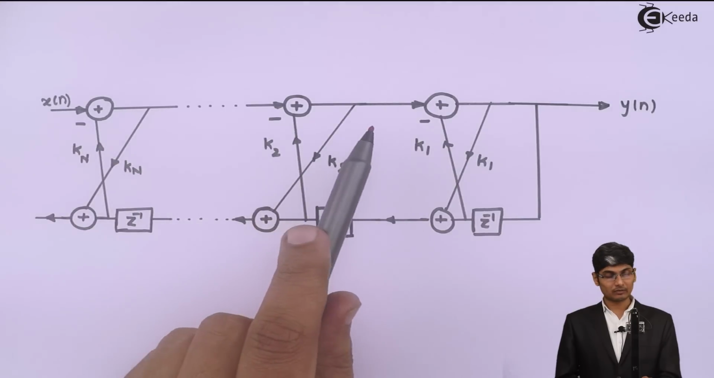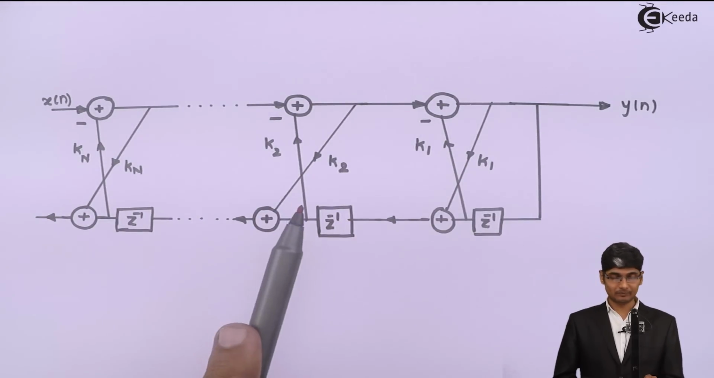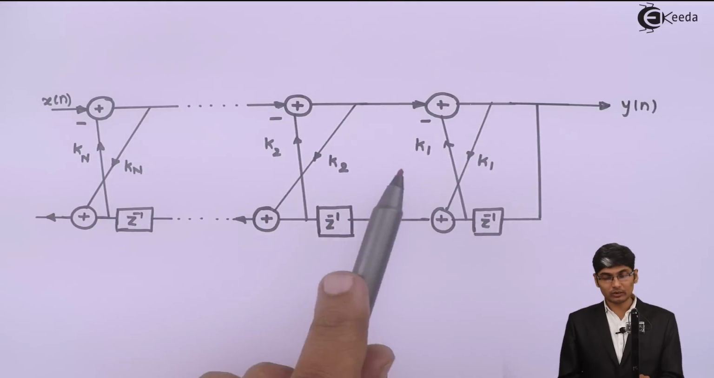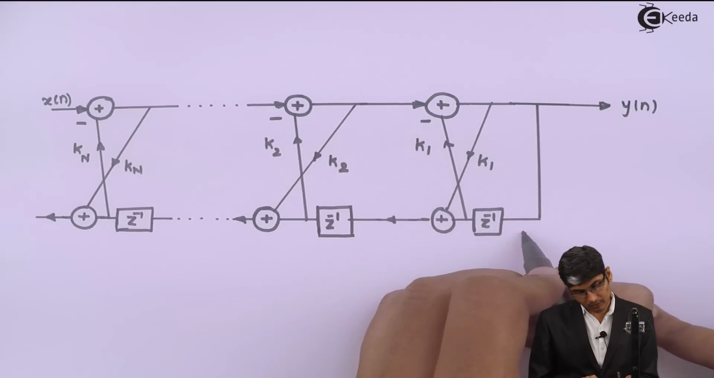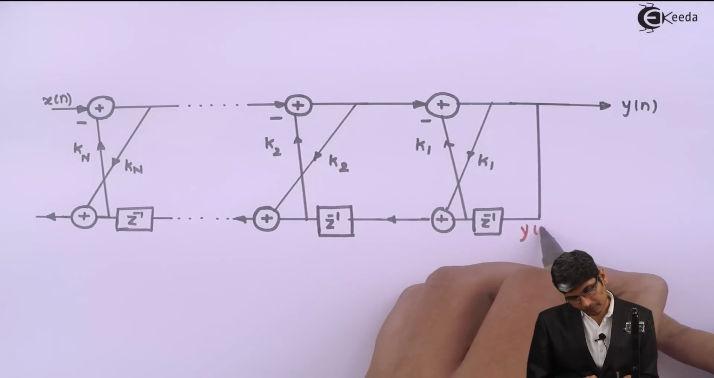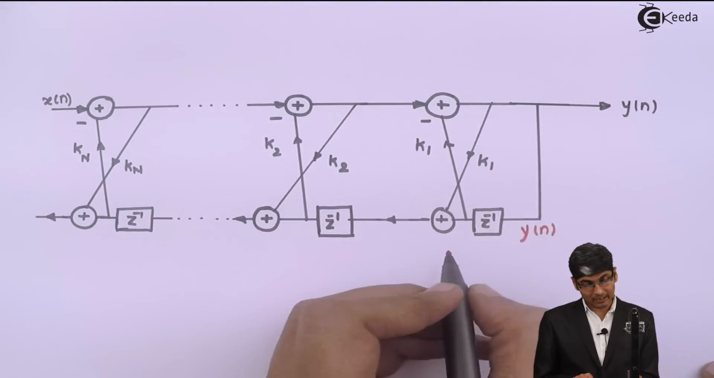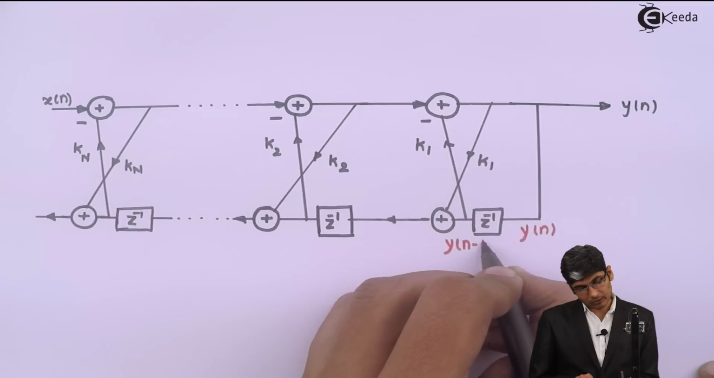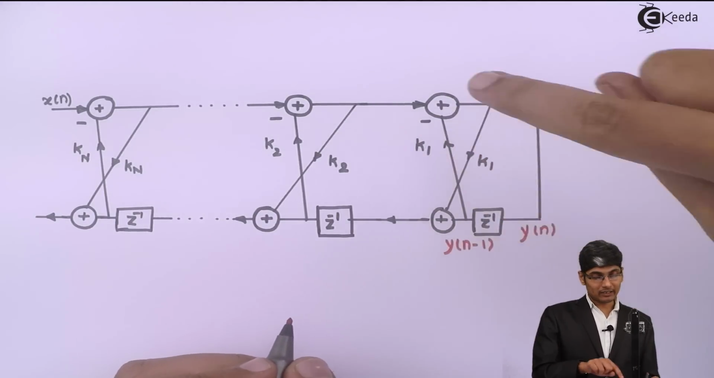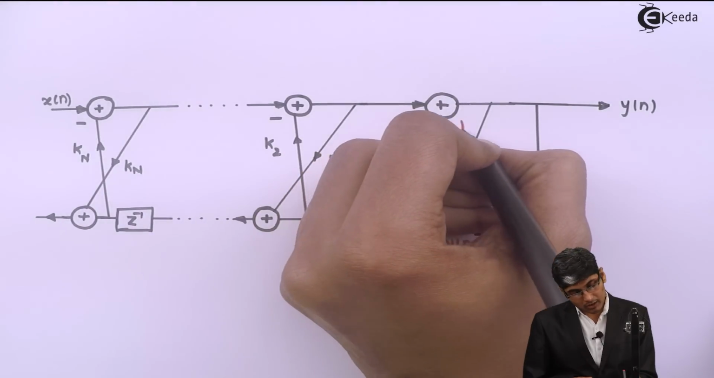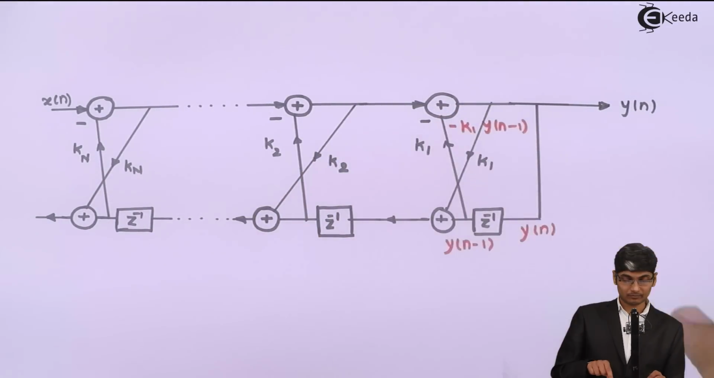The forward path will contain the x of n, which is going to get added with the delayed versions of the output. So from here I'm going to get my y of n as input over here. That will first get delayed, so here I'm going to get y of n minus 1. That is going to get multiplied by k1, and at the addition part I'm going to get minus k1 y of n minus 1, at this point.